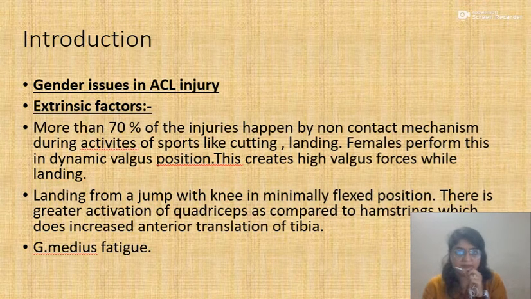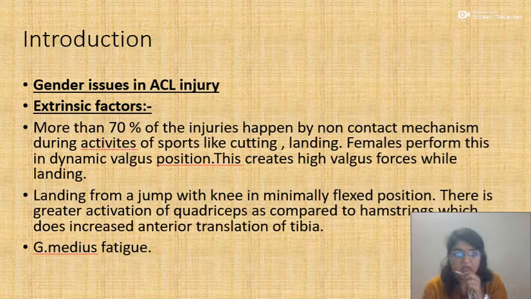The second factor is that when landing from a jump in a minimally flexed position, there is greater activation of the quadriceps as compared to the hamstrings, and so there is a muscle imbalance between the quadriceps and the hamstrings. And if the quadriceps is more activated as compared to the hamstrings, then the anterior translation will be more, so the stress on the ACL will be more as the tibia will be getting anterior translation a little bit higher than normal.